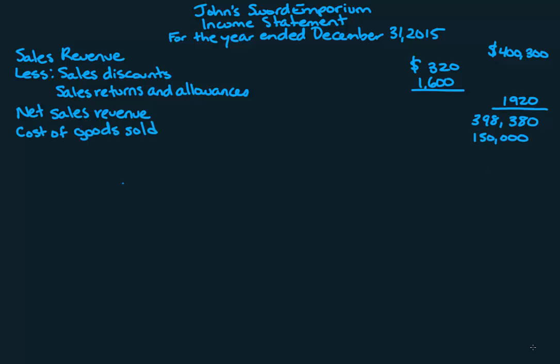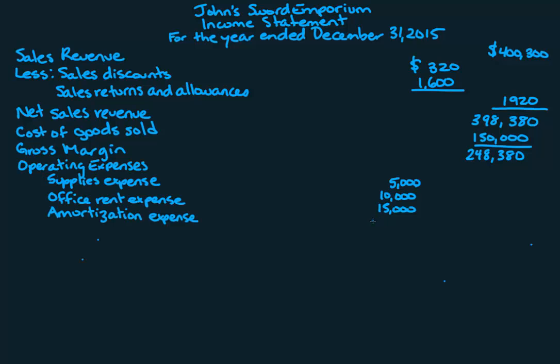We're now going to take away the cost of goods sold in order to give us our gross margin. And the gross margin number represents the profit on selling the individual product before we take away any of our operating expenses. From the gross margin, we're now going to take away all of our operating expenses. We're going to take the total of the expenses and deduct them from the gross margin. And this is going to give us our income from operations number.